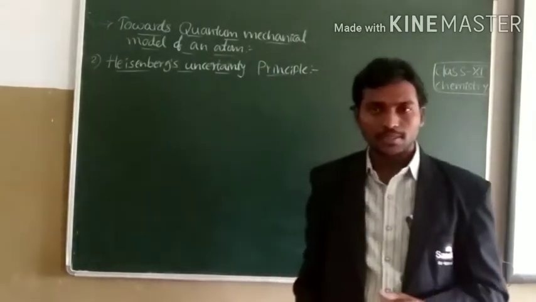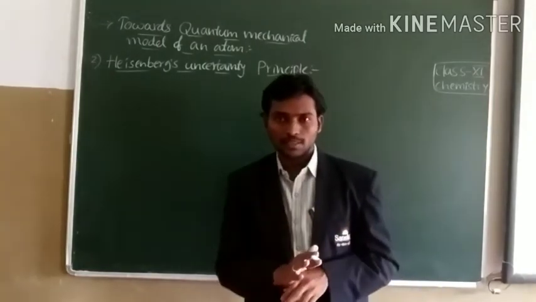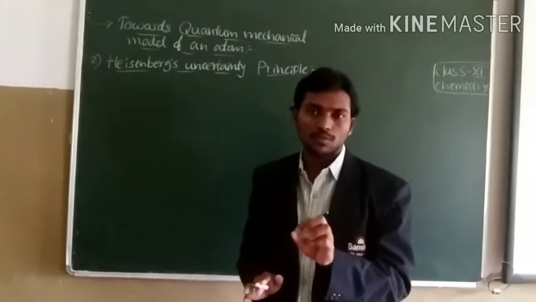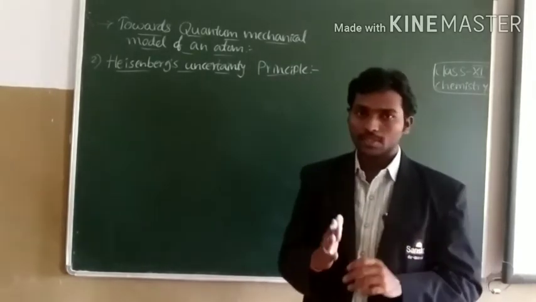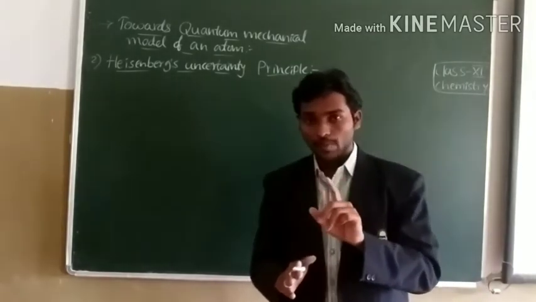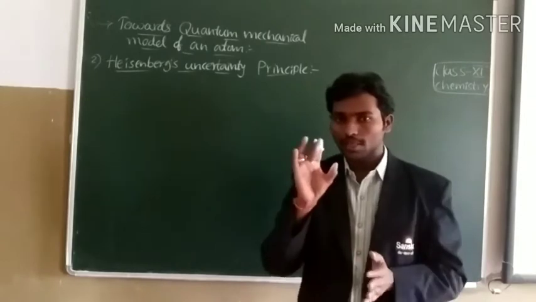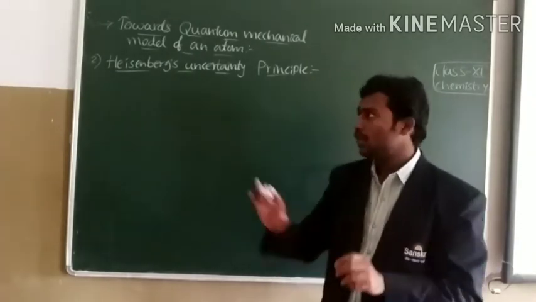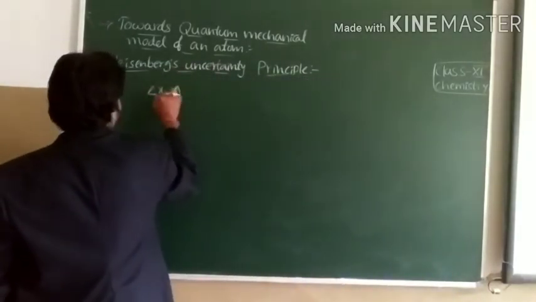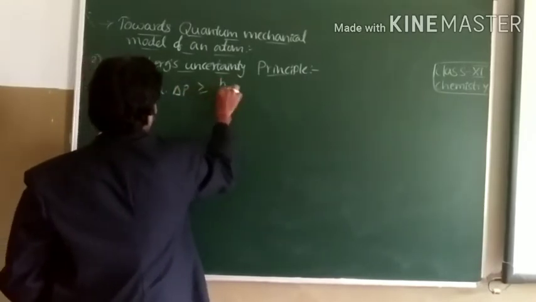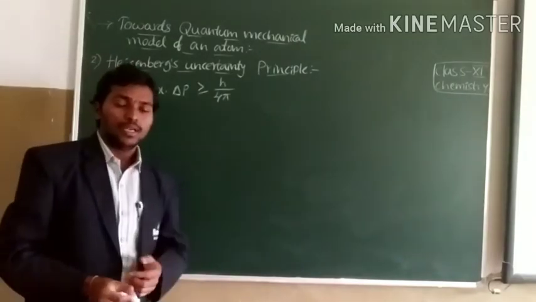Heisenberg's uncertainty principle states that it is impossible to simultaneously measure the exact position and the exact momentum of an electron at a given instant. I am repeating, children. The mathematical expression of Heisenberg's uncertainty principle is delta x into delta p is greater than or equal to h by 4 pi.